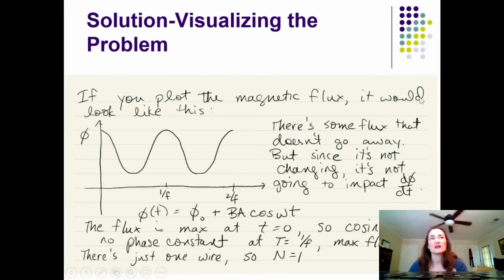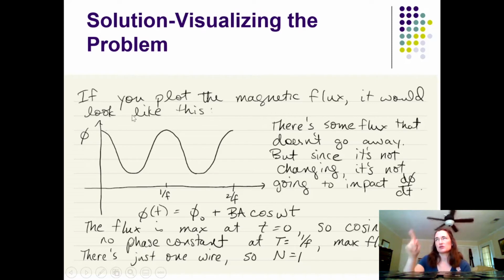If you plot the magnetic flux, it's going to look like this. It's going to look like a sinusoidal function, or actually a cosine function, that's sitting on top of an additive constant. I've called this additive constant phi naught, and it's where the center is, if you draw a line through the center of that sinusoidal function. Now, I don't know what this phi naught is, but I don't have to know, because what I really need is d phi dt to get my EMF, and of course, when you take the time derivative of a constant, it goes to 0.